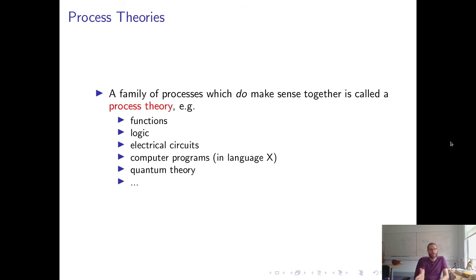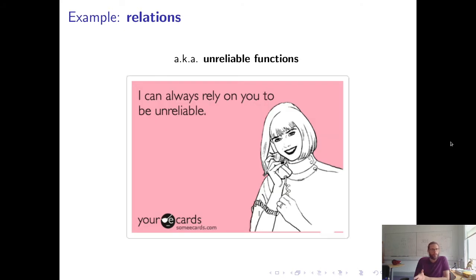And right at the beginning, I need to tell you what process theory I'm working in when I'm doing things in this particular style. Okay, so let's look at an example of a process theory. I really like this one because it has a lot of quantum-like properties, but it's also very easy to understand. This process theory is called the theory of relations. Or if you would like another way to think about them, they're like unreliable functions. They're a generalization of functions like we talked about before, but they're unreliable.